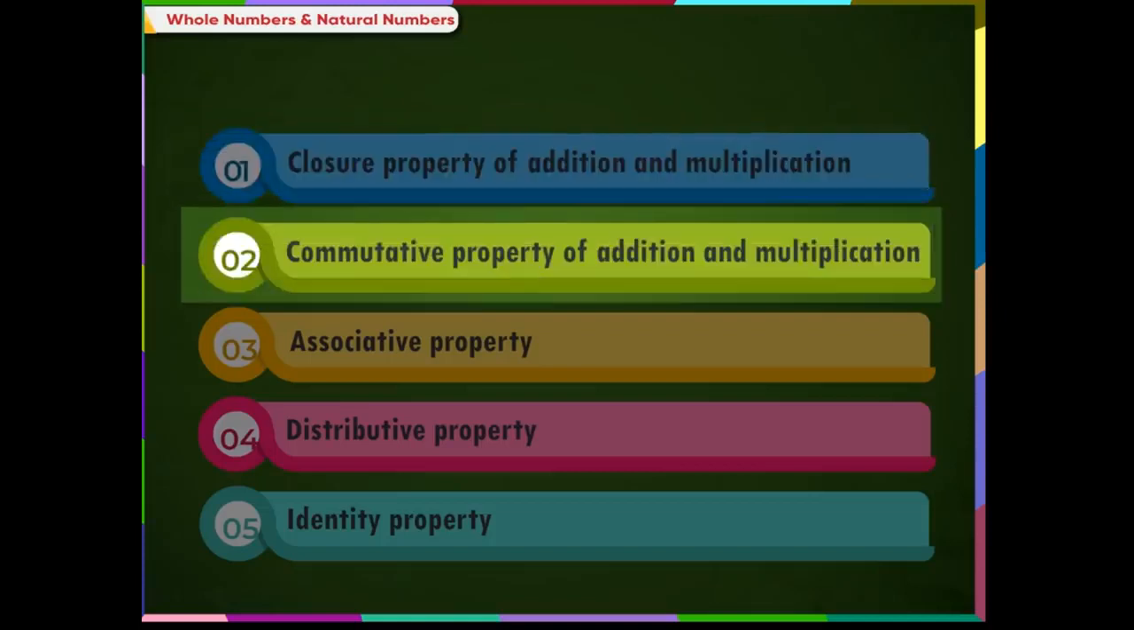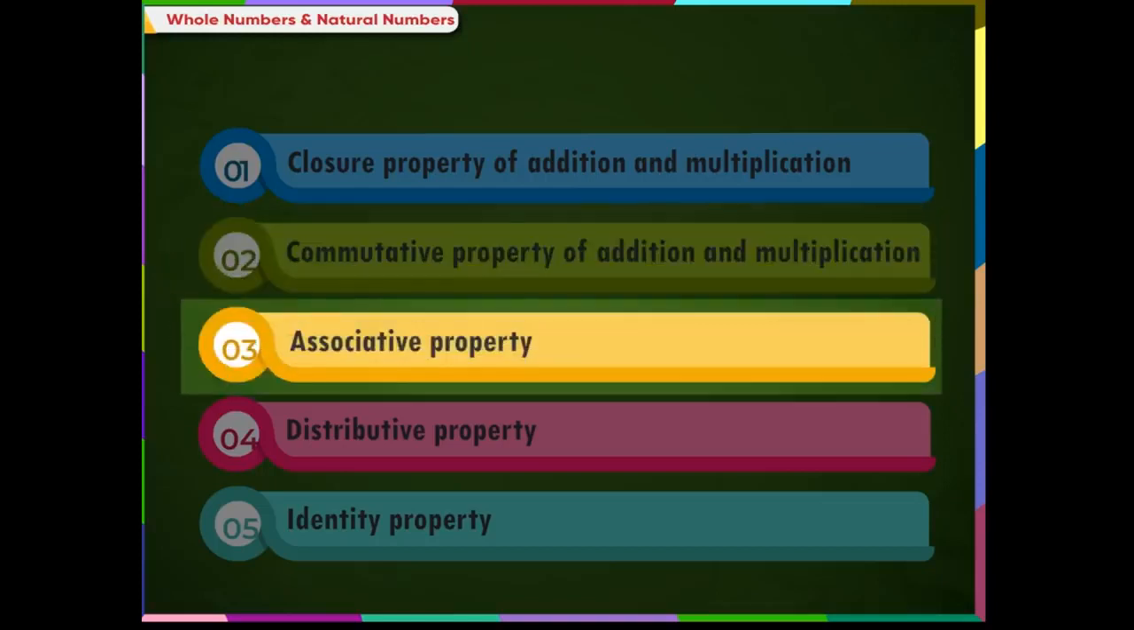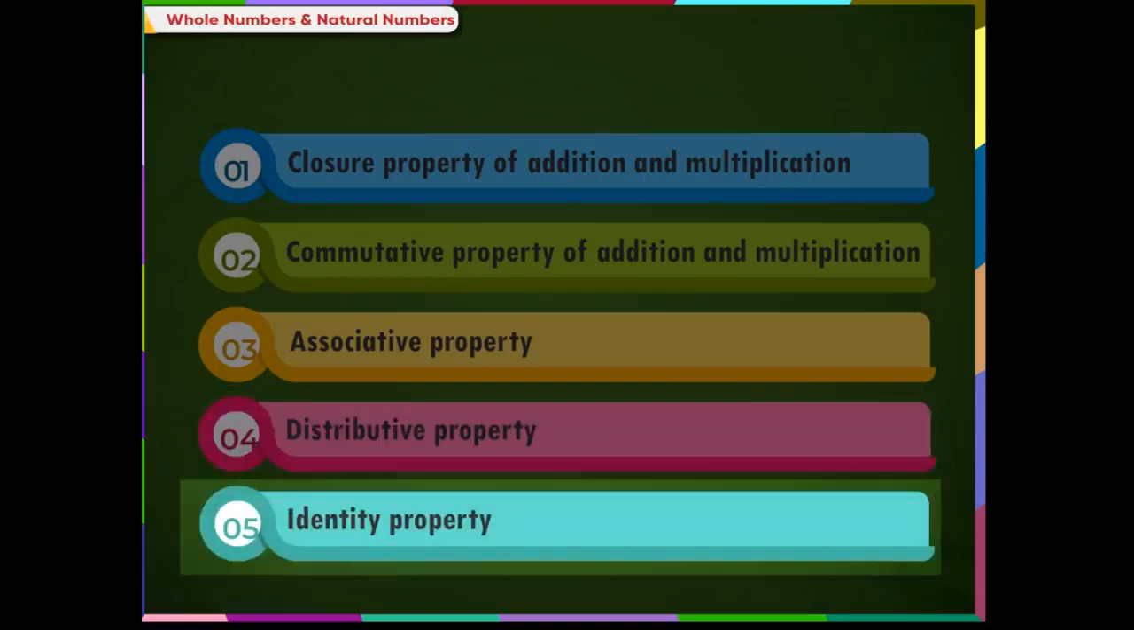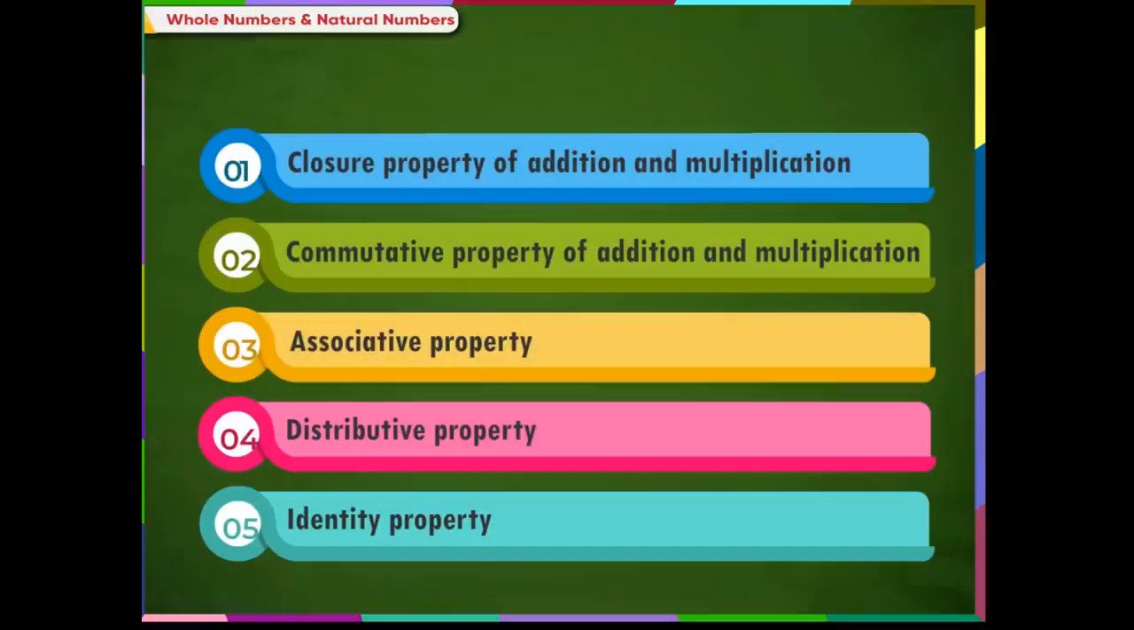Commutative property of addition and multiplication. Associative property. Distributive property and identity property. Let us understand each of the properties of whole numbers one by one.